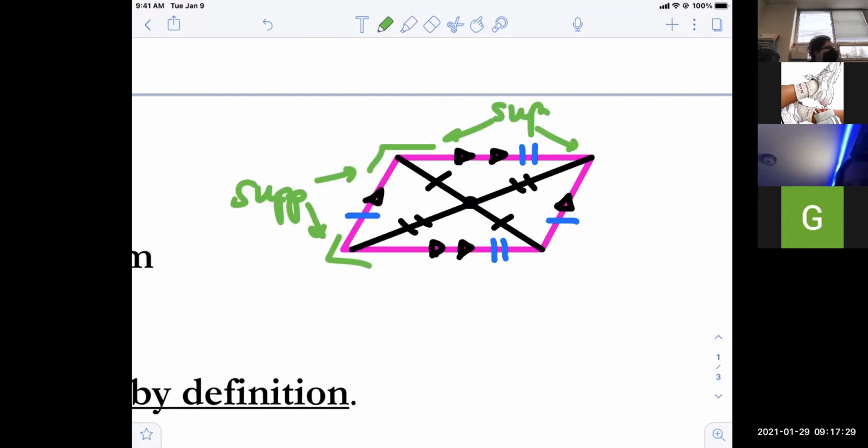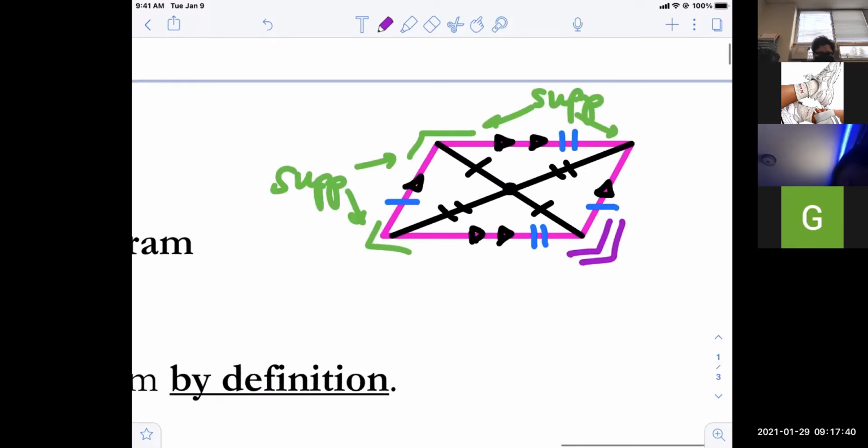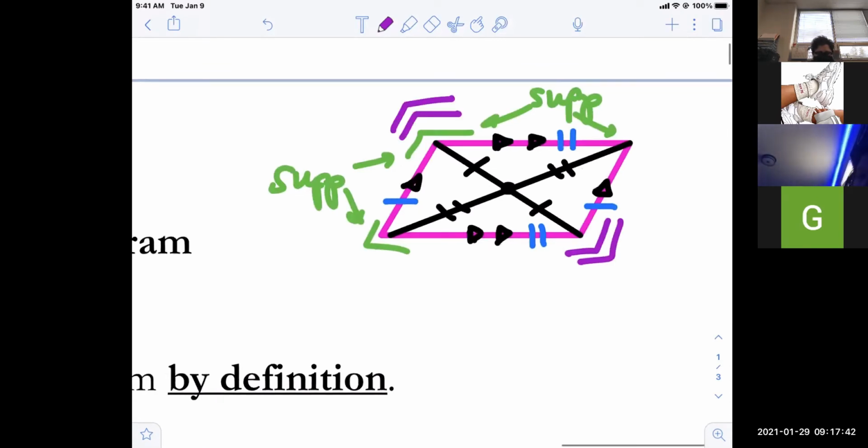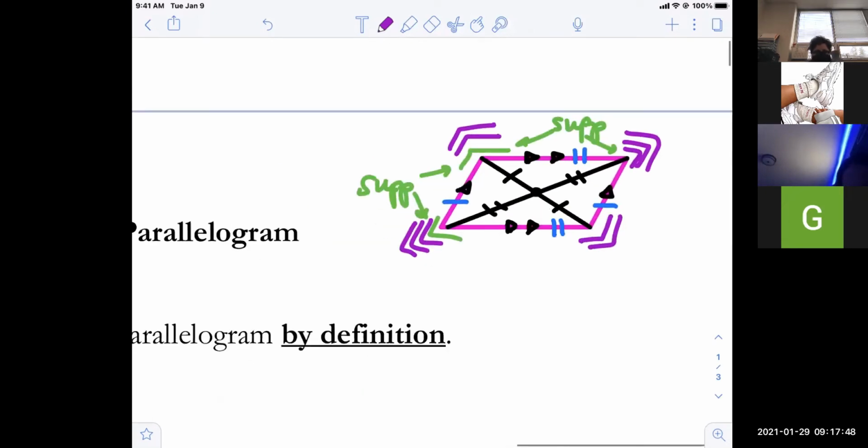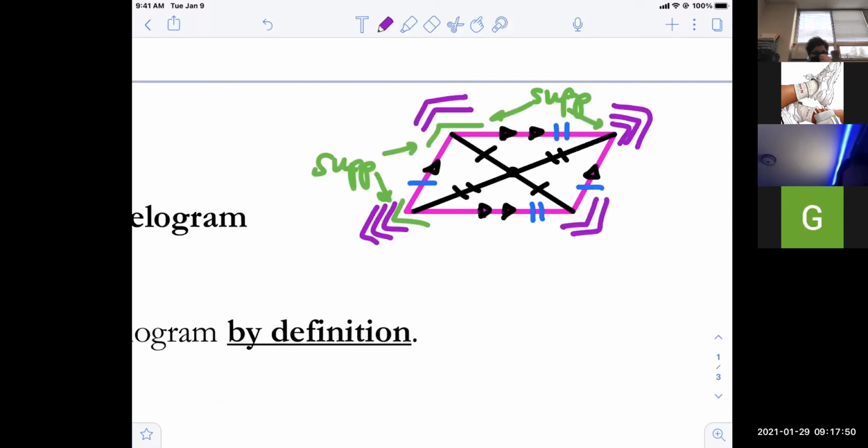And then 1 more about angles. Lily? Right, opposite congruent angles. So these angles are congruent, and these angles are congruent. This is not the best markings just because I'm putting everything on one thing. But remember, there's 2 about sides, 2 about angles, 1 about the diagonals.